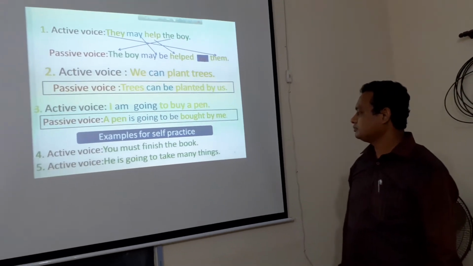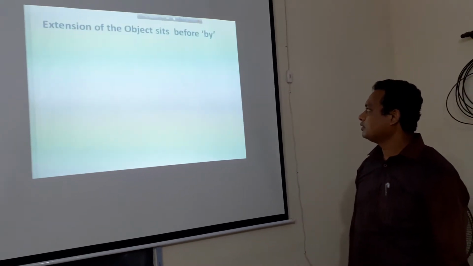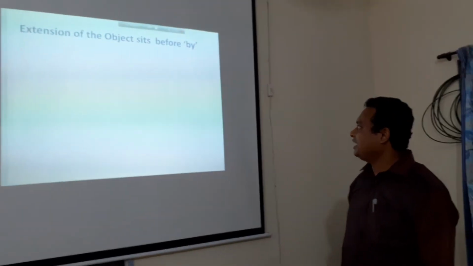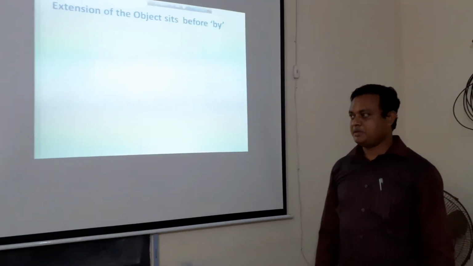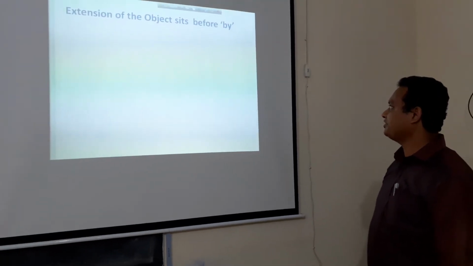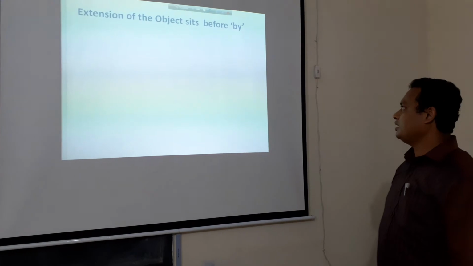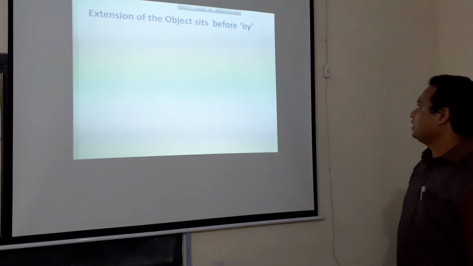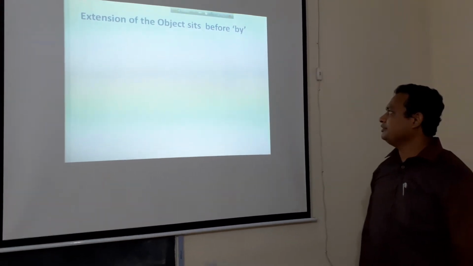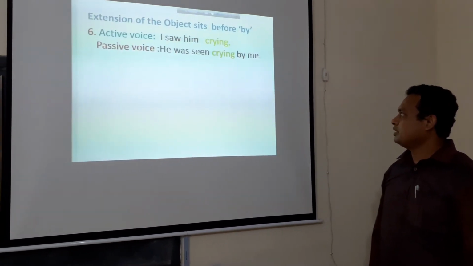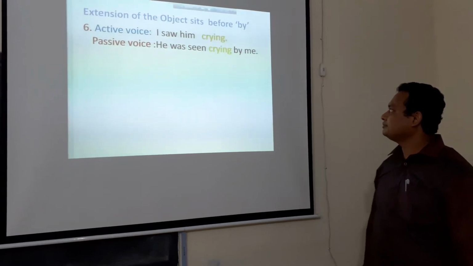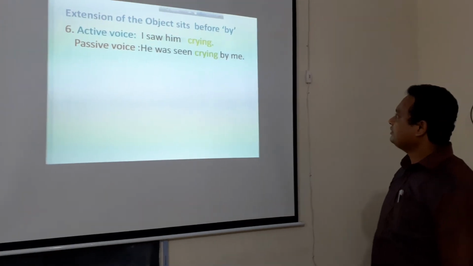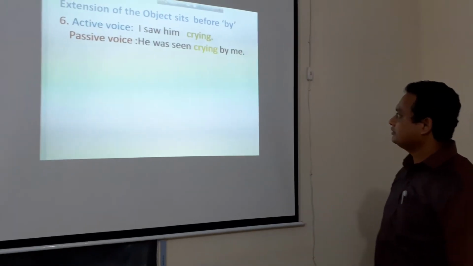Next, extension of the object is placed before the verb. If any sentence in active voice has an extension, it is used before by. Example: I saw him crying. Here, the object is him and crying is the extension.